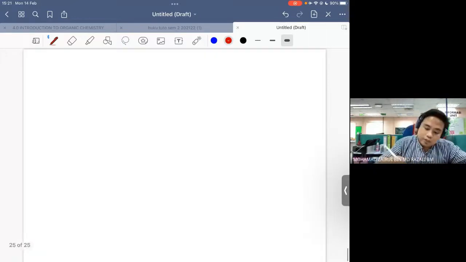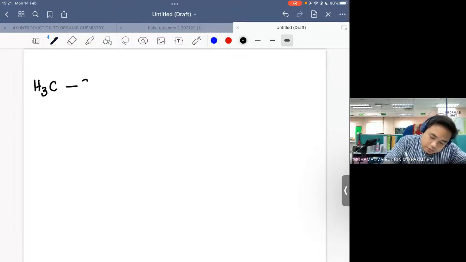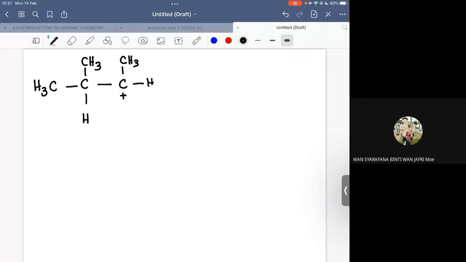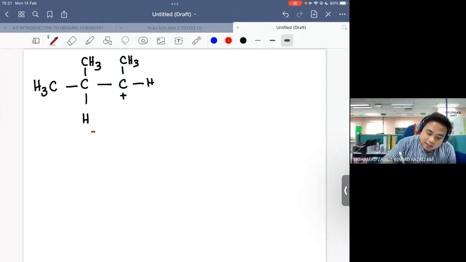So for example, if I have this molecule, with CH3, H, CH3. Let's say this is my carbocation. If you look at this C plus, what class of carbocation is this? Primary, secondary, tertiary, methyl? Secondary. Yes, correct. This is a secondary carbocation. What is the reason? Because if you look, surrounding the C plus is directly bonded to 2 alkyl groups.